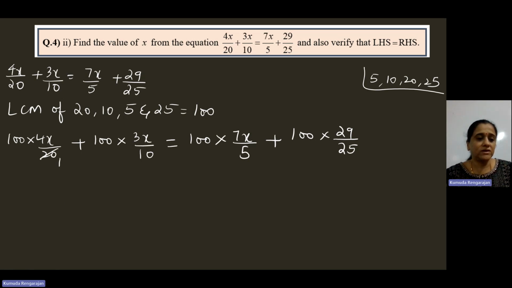So 20 ones are 20, 25s are 25, 10 ones are 10, or you can just cancel the zeros here. Look at the board, all of you, please. Okay, so 20 ones are 20, 25s are 25, correct. Then 0 and 0 cancel, right? And then here 5 ones are 5, 20 times. And here 25 ones are 25, fours are 4. All right. Now multiply 5 into 4x.